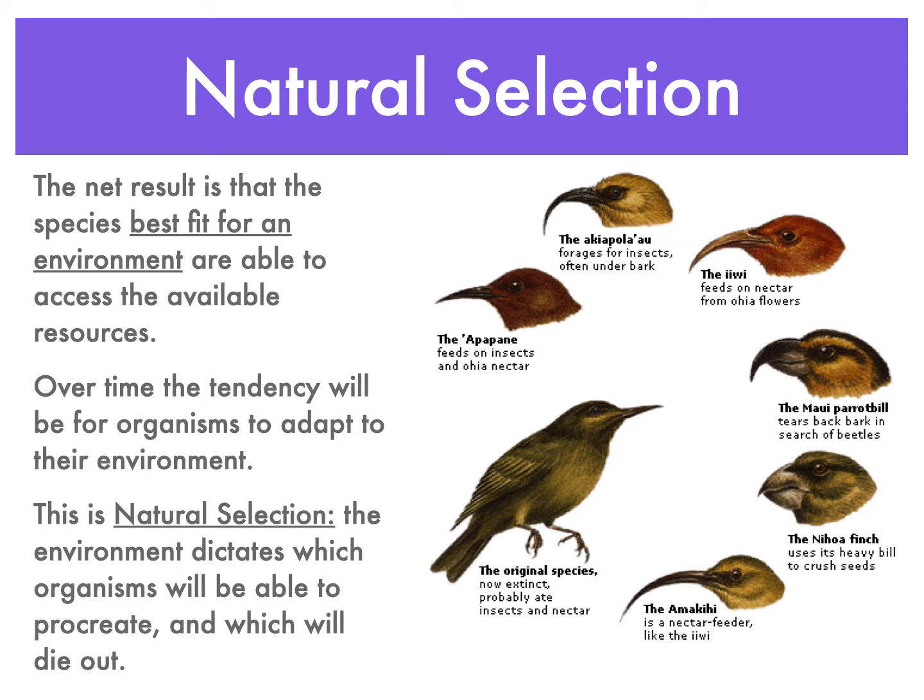Okay. So the net result of all of this is that the organisms, the species that best fit an environment are the ones that are able to get the resources, to get the food, right? To get the water, to get the habitat, okay? So over time, there's this tendency for organisms to adapt to their environment. This is natural selection. This is nature selecting, the environment dictating which organisms get to reproduce.